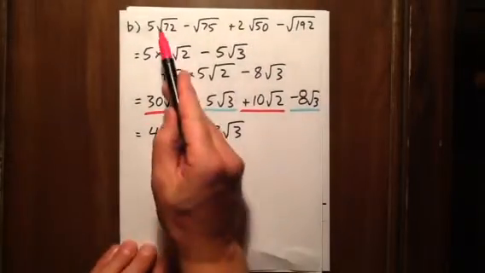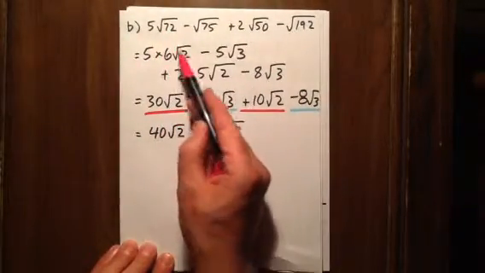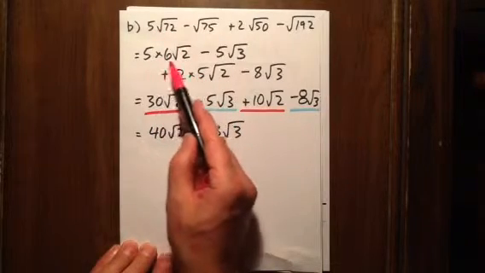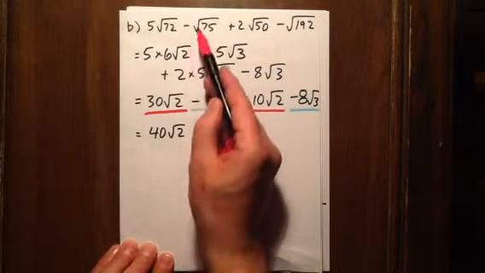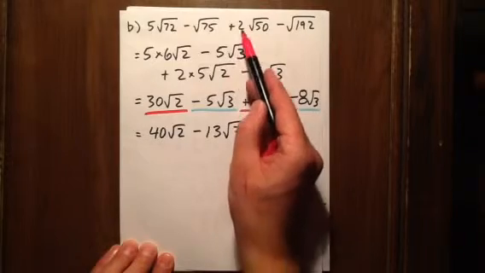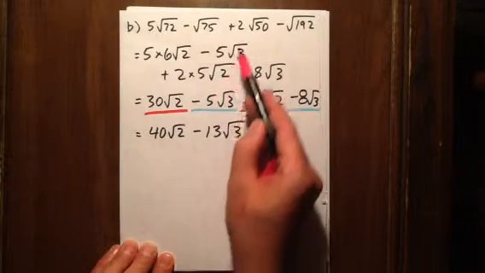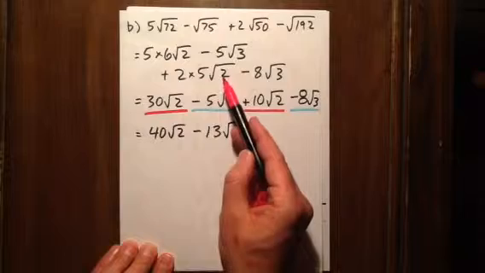So to recap, we found that root 72 is 6 root 2, which means 5 root 72 is 5 times 6 root 2. Root 75 is 5 root 3. Root 50 is 5 root 2, so 2 root 50 is 2 times 5 root 2.